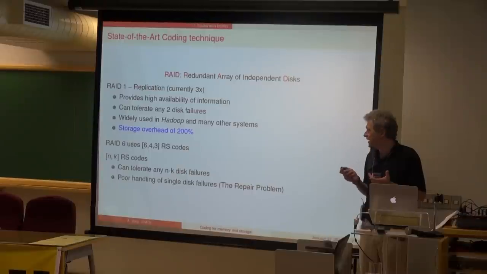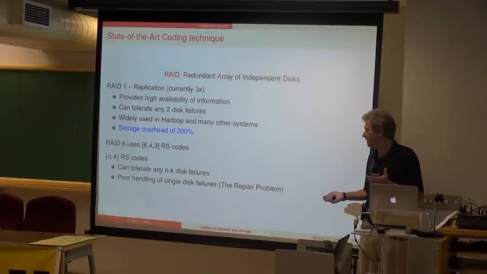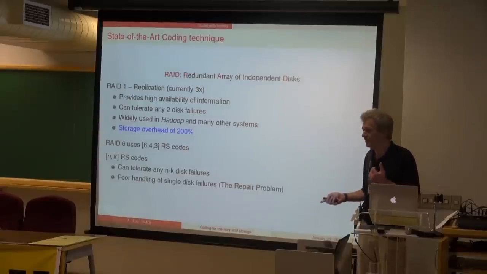So in general, a Reed-Solomon code of length n, dimension k, can tolerate any n minus k disk failures. So k is the number of message symbols, n is the block length. If we spread the block across multiple drives, then we can recover from any n minus k disk failures. But there is a problem with Reed-Solomon codes, namely the repair problem, the single disk failure. In that scenario, Reed-Solomon codes are far from optimal. So let's see why.